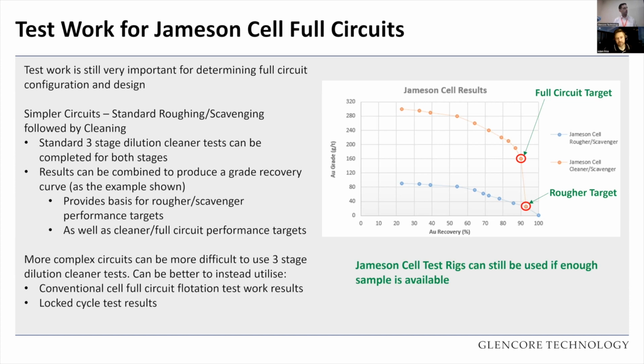And then obviously Jameson Cell test rigs are available if there's enough sample. And these are probably the best way, if possible, to generate results. And then we can use the pilot rigs to run certain stages of the circuit, and then generate further samples downstream much easier using this process.